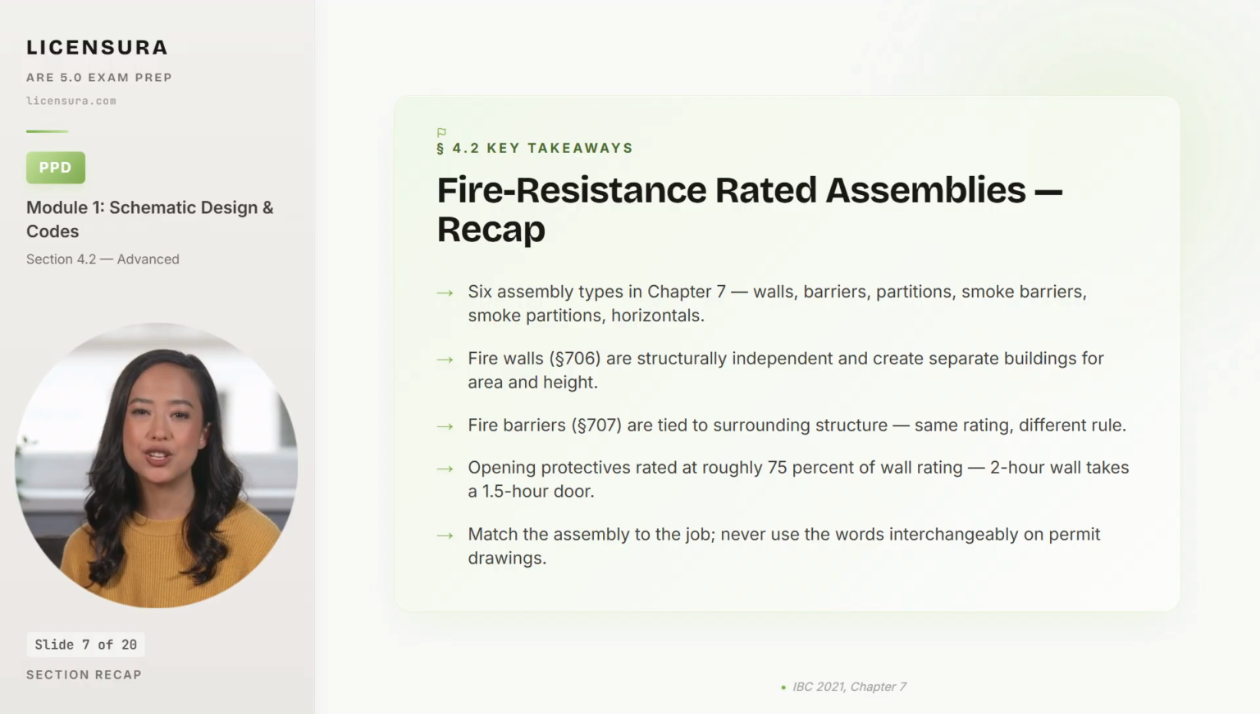Third, fire barriers under Section 707 carry the same hourly ratings as firewalls in many cases, but are not structurally independent, so they do not unlock the separate building math. Fourth, opening protectives, doors, windows, dampers, are rated at roughly 75% of the wall they sit in, so a 2-hour fire barrier takes a 1.5-hour door, and a 1-hour fire barrier takes a 45-minute door. And fifth, the words wall, barrier, and partition are not synonyms in the IBC. Match the assembly to the function you need it to perform, and the rating and the detailing follow.